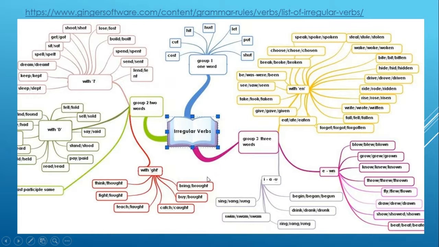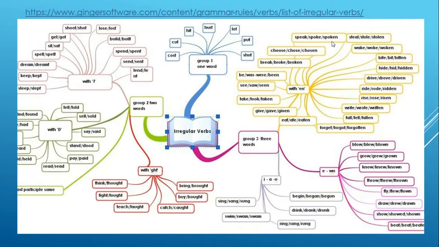Here you have verbs that end with en. So look how easy it is to remember this, because they all end with en. So the present tense is speak. The past tense is spoke. Then you have spoken. The jury has spoken.